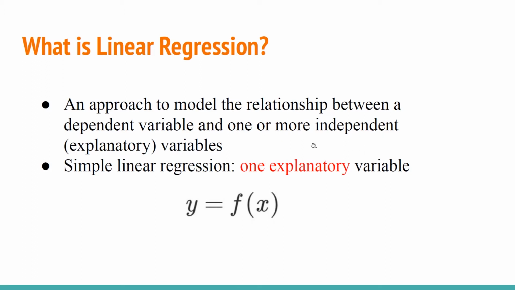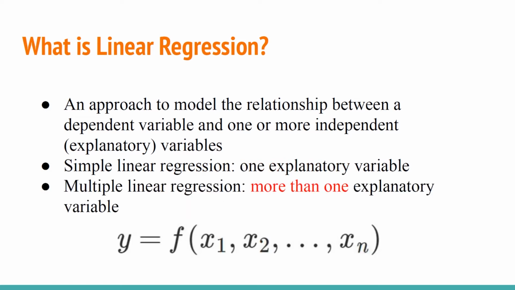So what is a simple linear regression? We call it a simple linear regression when we only have one explanatory variable. As you can see here, we have y equals f(x), which is a function of x, and this function is supposed to be linear based on the definition of linear regression. In case we have multiple linear regression, we have more than one explanatory variable. It means you have x1, x2, up to xn, and y is a function of these independent variables, and the dependency is of course linear.